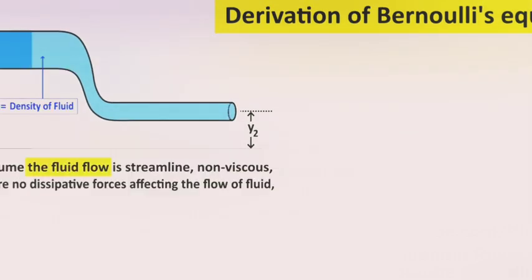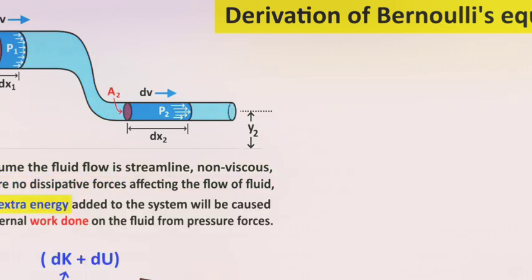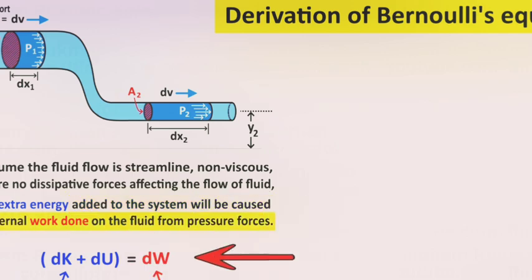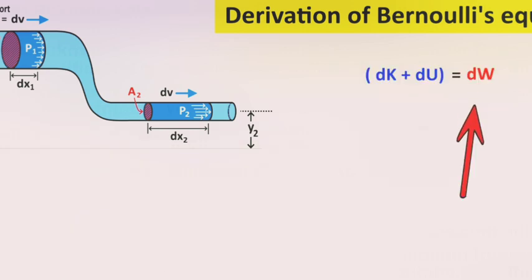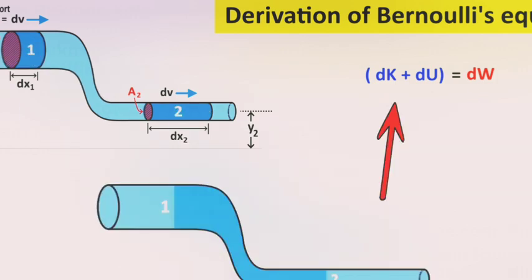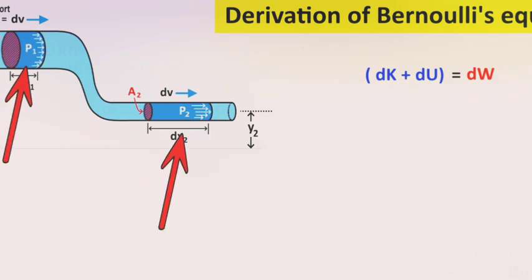If we assume the fluid flow is streamlined, non-viscous, and there are no dissipative forces affecting the flow of fluid, then any extra energy added to the system will be caused by the external work done, that is dW, on the fluid from the pressure force surrounding it. First we'll try to find the external work done on the water, that is dW. None of the water between point 1 and 2 can do external work since that water is all part of our energy system. The only pressures that can directly do external work on our system are P1 and P2.